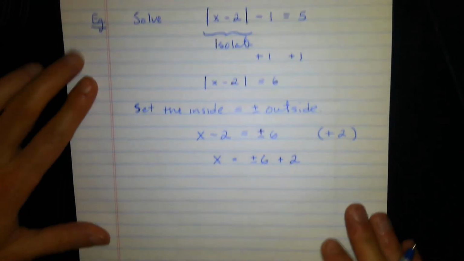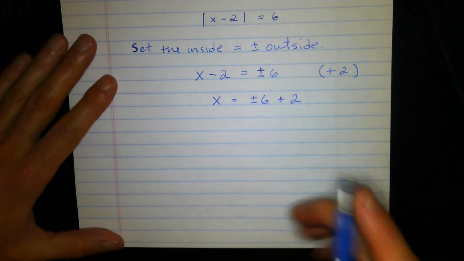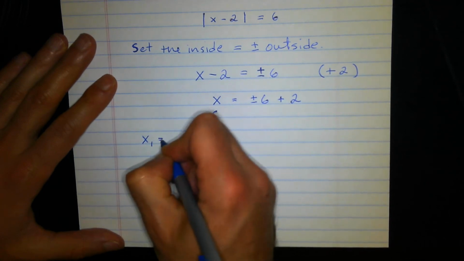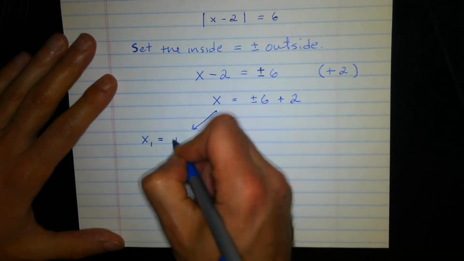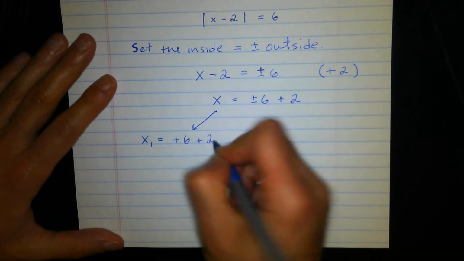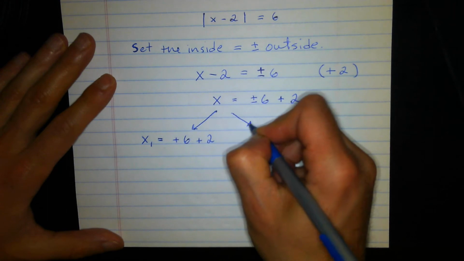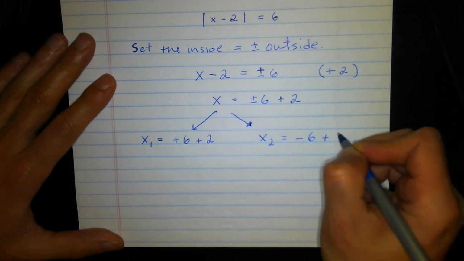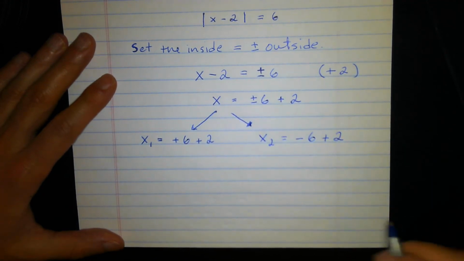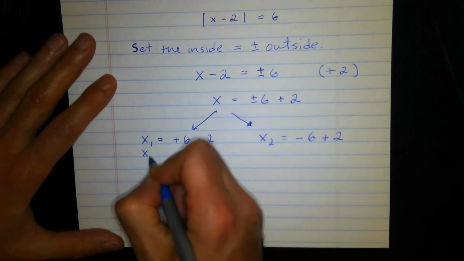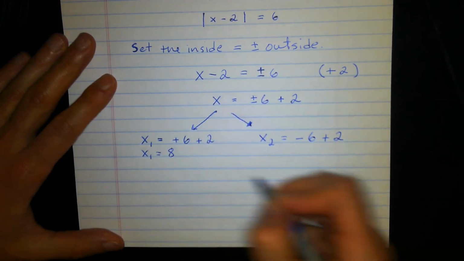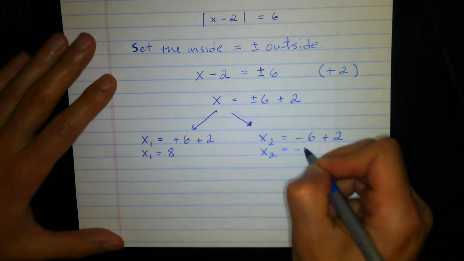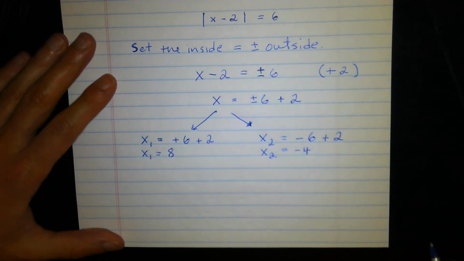And now you can just break it into your two cases. So let's do it like this. I can say x1 equals plus 6 plus 2. And then I can say x2 equals minus 6 plus 2. And then if you solve these, hopefully you can do this in your head. This just says x1 equals 8. 6 plus 2 is 8. And x2, minus 6 plus 2 is minus 4. And these are the solutions.